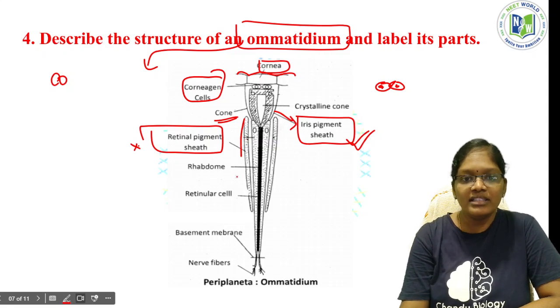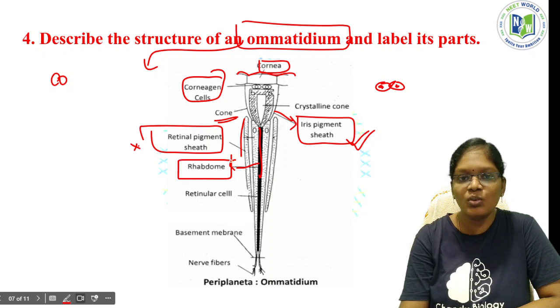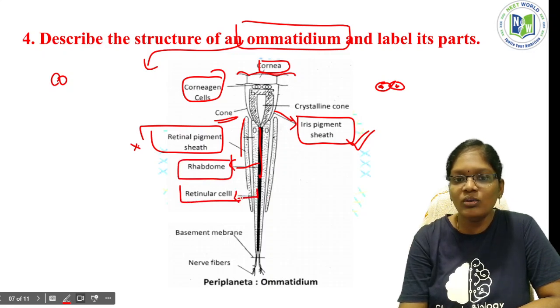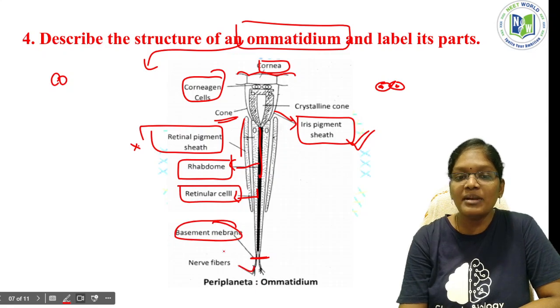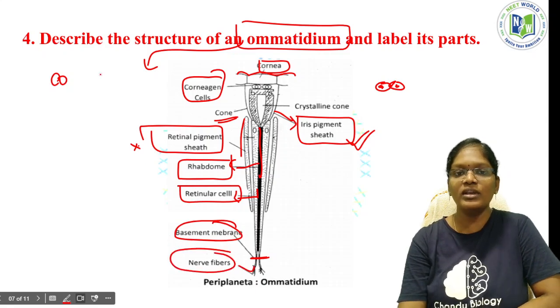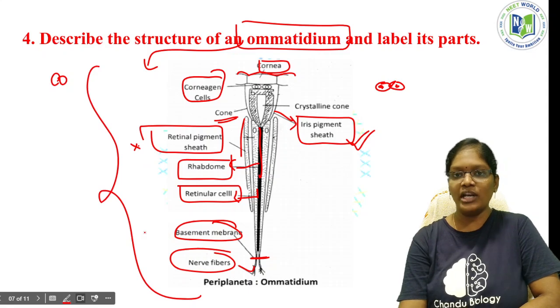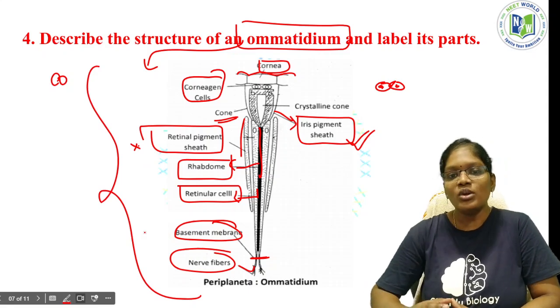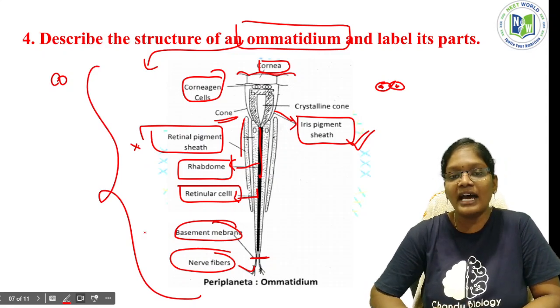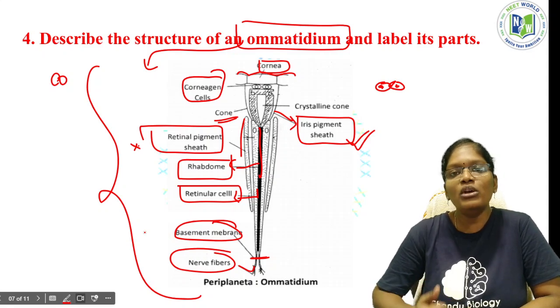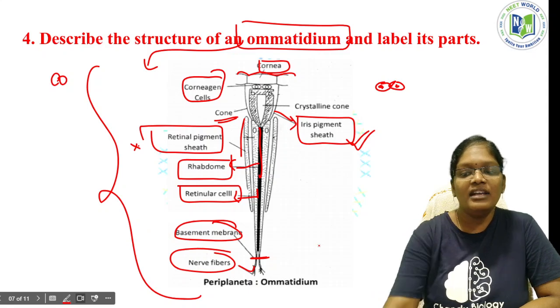Now after that there is an important structure called the rhabdome. This is the rhabdome, this structure is called the retinular cells, and the structure below is called the basement membrane. Below the basement membrane we have the nerve fibers. These are all very important. So in the ommatidium we have the rhabdome, retinular cells and basement membrane, and below the basement membrane we have the nerve fibers.